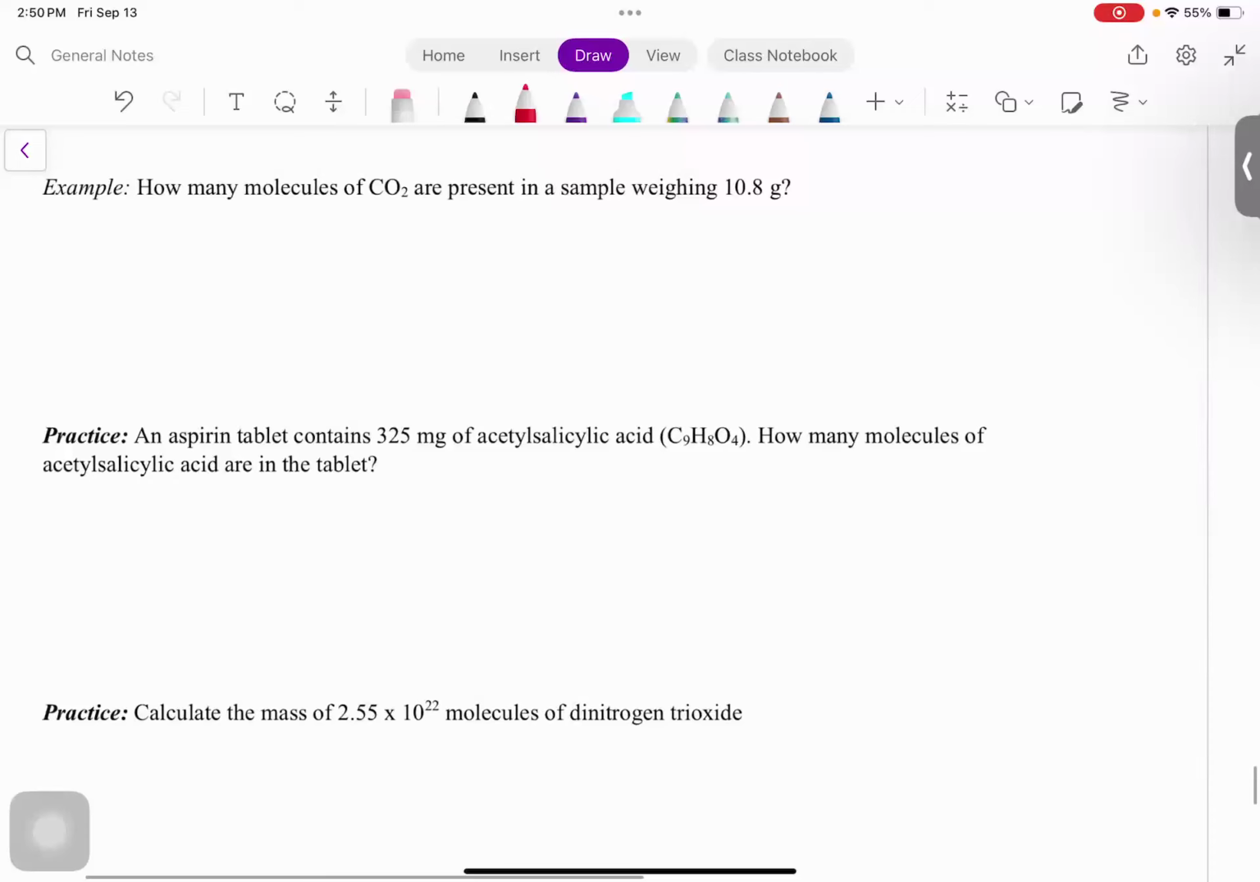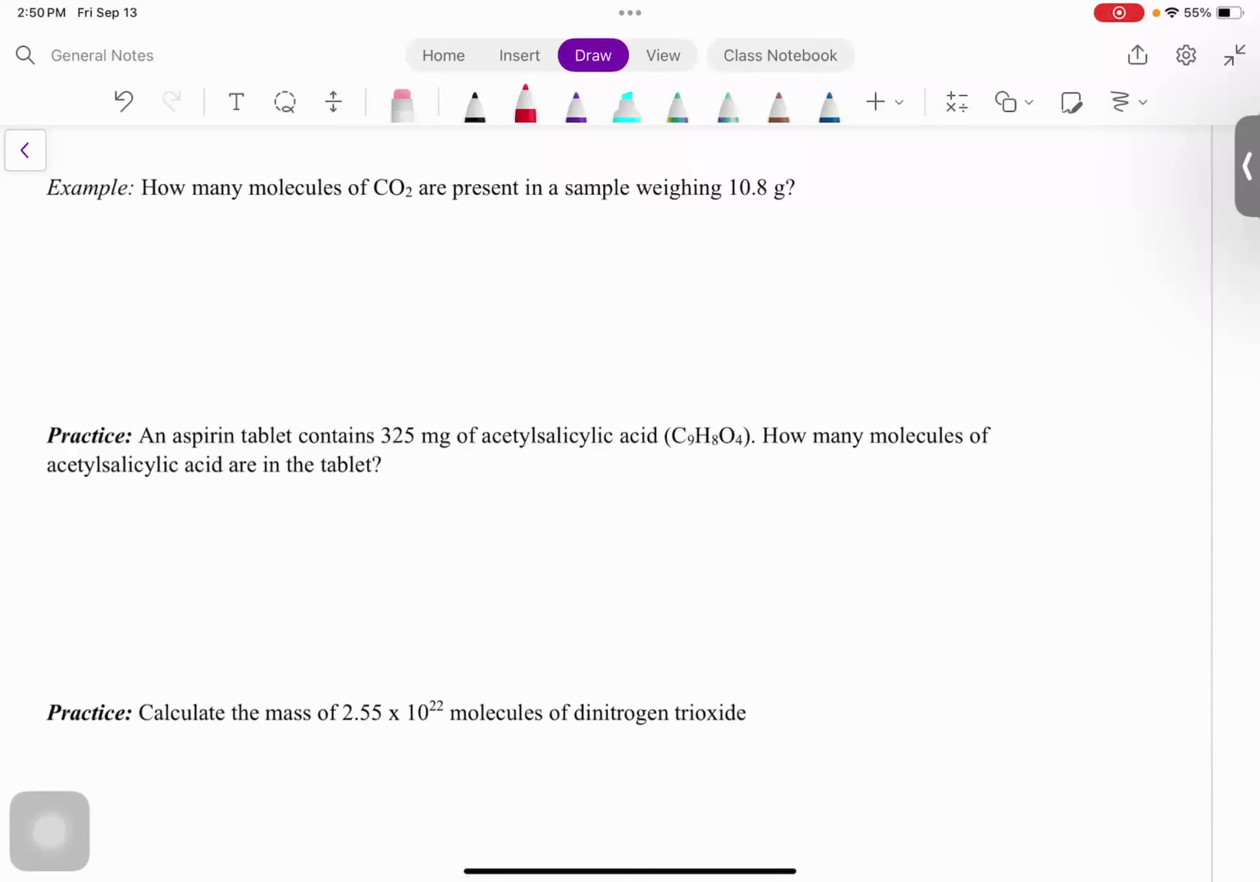How many molecules of carbon dioxide are present in a sample weighing 10.8 grams? So my given here is a mass, 10.8 grams of CO2. And what I want is to calculate the molecules of CO2.